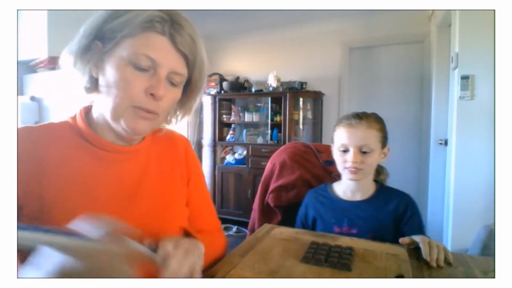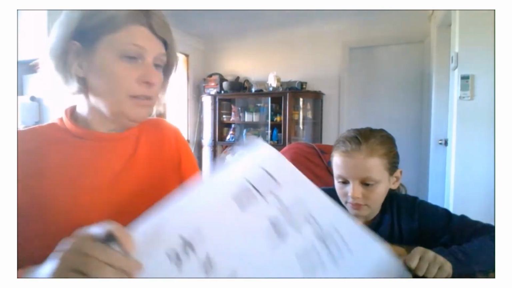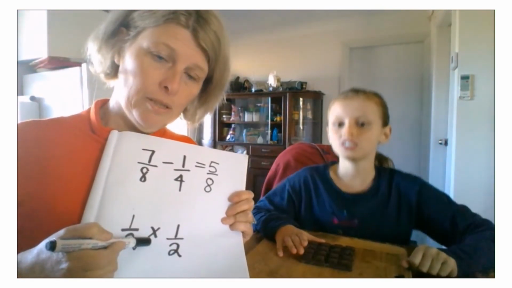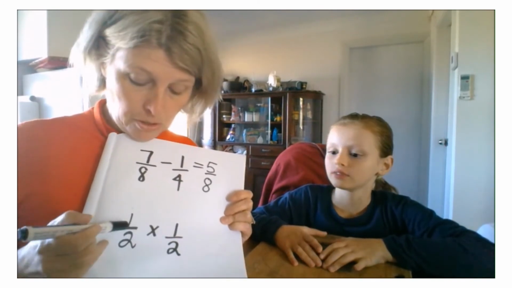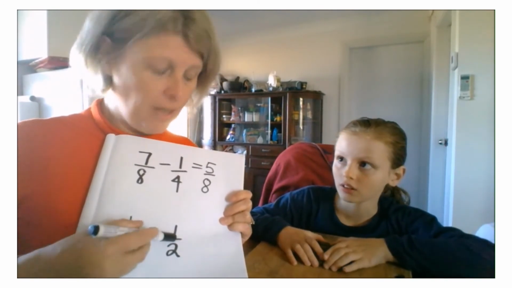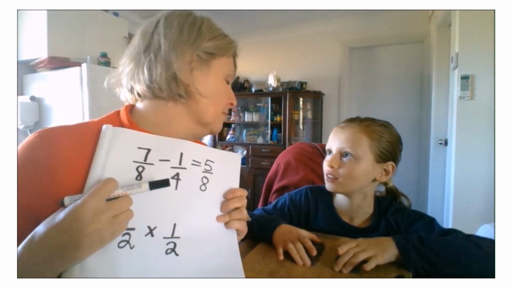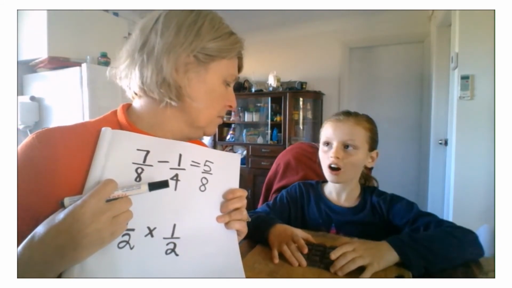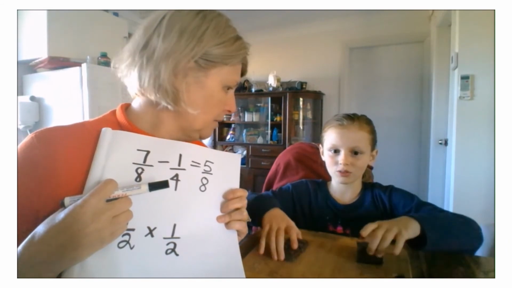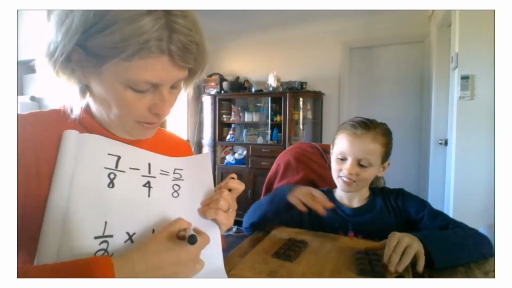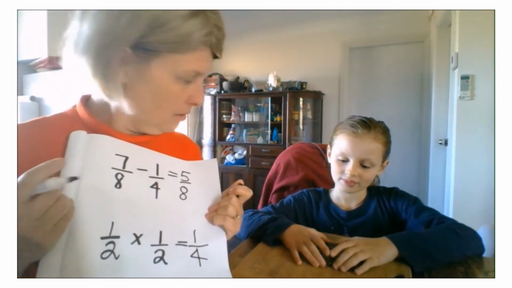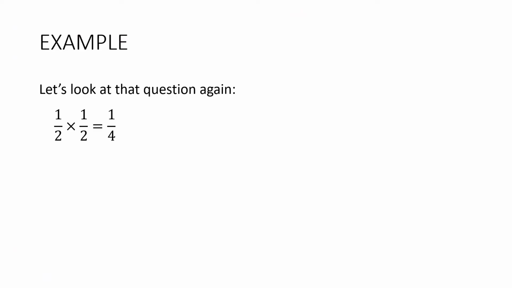Okay, I want you to tell me what a half of a half is. Now, you know in maths, when we have that times symbol, we say of. Of means times. Do you know that one? So we want to do, what is a half of a half? A quarter. How do you know? Because if you half the half, it's a quarter. Very good. So a half of a half is a quarter. So let's look at that question again. A half times a half is a quarter.